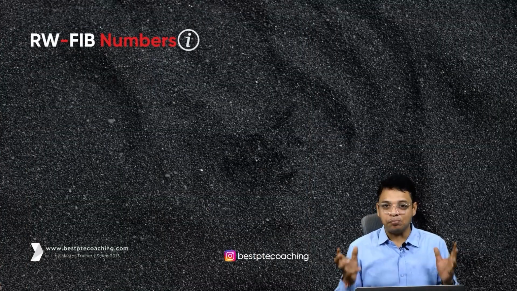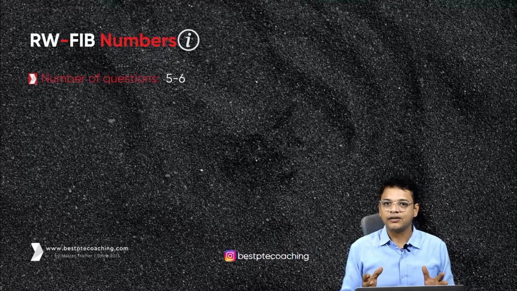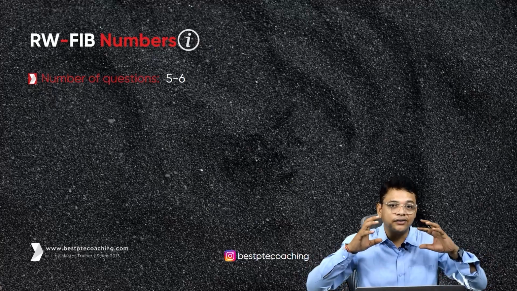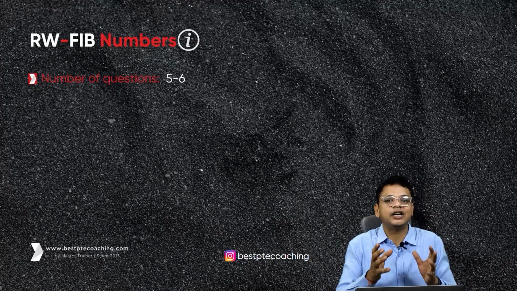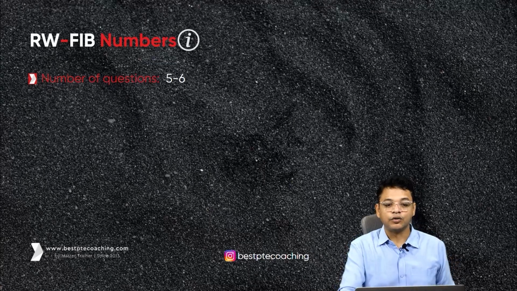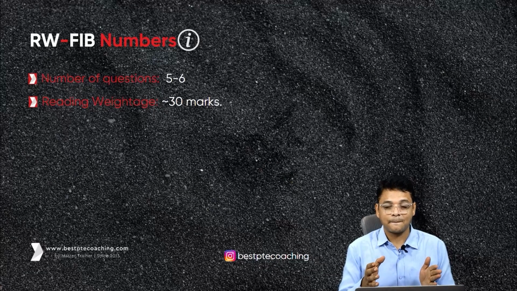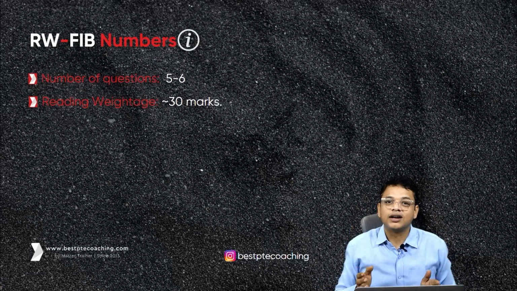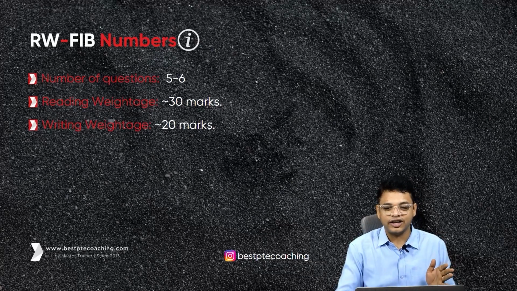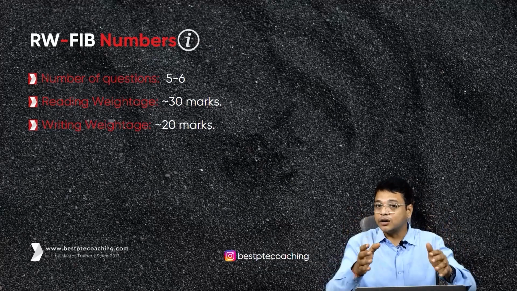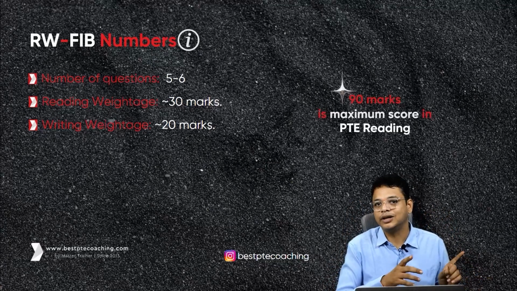RFIB numbers, guys, very, very big numbers. I'm excited to present you these numbers. In the real test, from reading and writing fill in the blanks, you get 5 or 6 questions. Minimum 5 questions, maximum 6 questions. And when you answer these 5-6 questions 100% accurately, you get approximately 30 marks in reading and then 20 marks in writing. Okay, so these two are super crucial scores, right? Your reading maximum score is 90. The contribution of reading and writing fill in the blanks itself is 30, minimum 30, right?